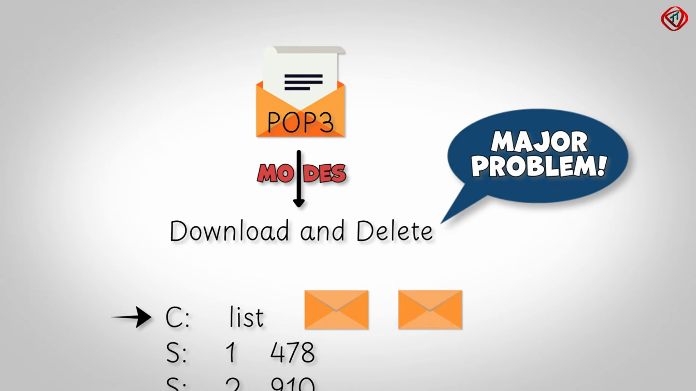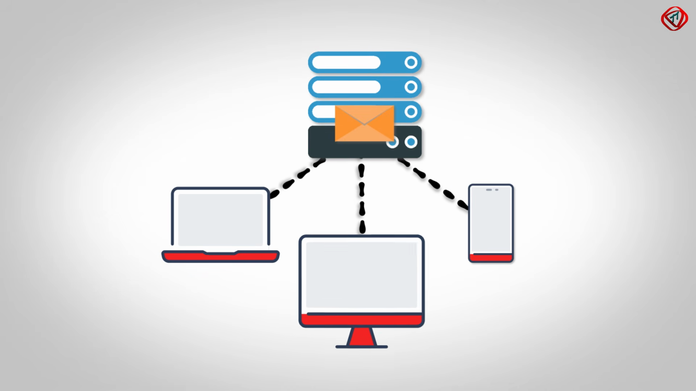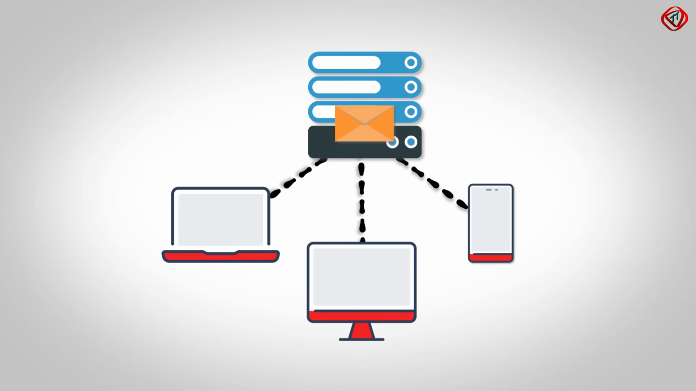Suppose Uday uses three different computers to check his emails. If he uses his office computer to retrieve the latest email, the message will be downloaded in his office computer and deleted from the mail server. This means that if Uday later tries to access his email from his personal computer at home, he will not be able to find that email because it was already deleted from the mail server.